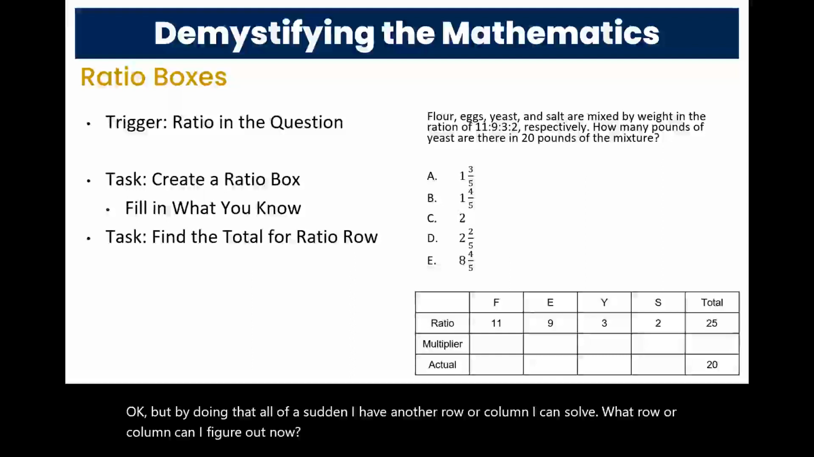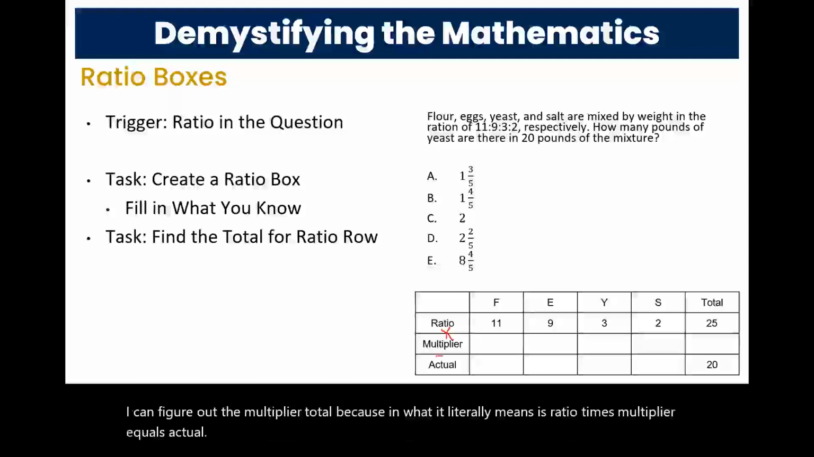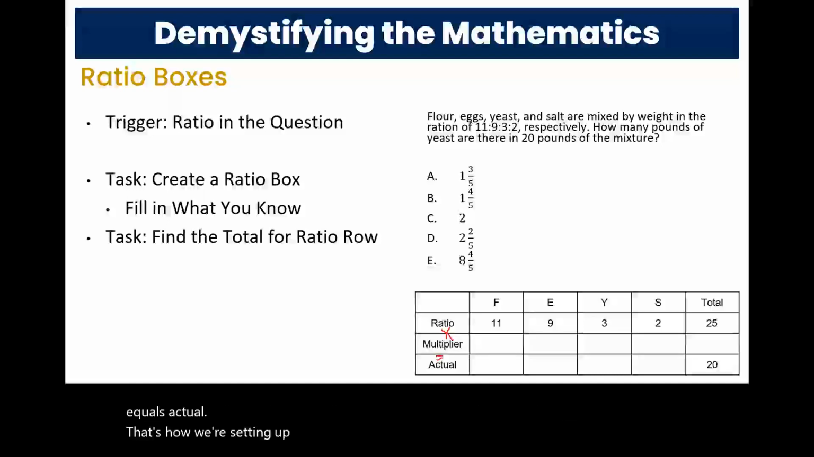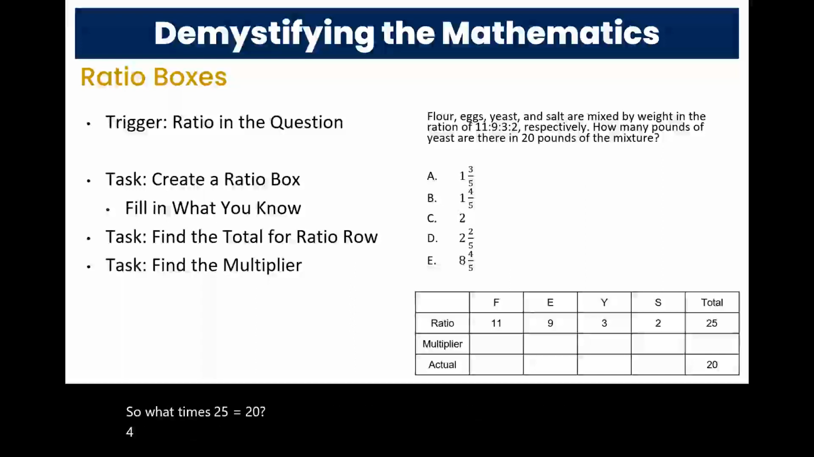I can figure out the multiplier total, because what it literally means is ratio times multiplier equals actual. That's how we're setting up this table. Ratio times multiplier equals actual. So what times 25 equals 20? Four-fifths. That's right. So 4/5 can fit in that multiplier row.